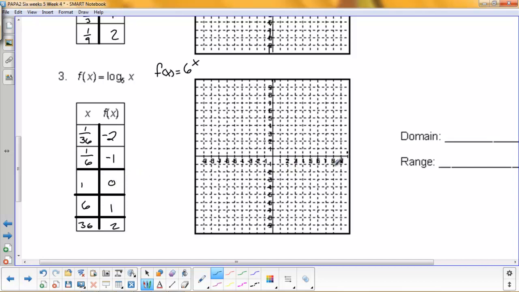Logarithmic function here looks like this. Kind of like that. It doesn't cross the x-axis. Let's try again. There we go. Sorry, it didn't cross the y-axis. It does cross the x-axis right there. Alright, your domain is going to be x is greater than 0, and your range is all real numbers.